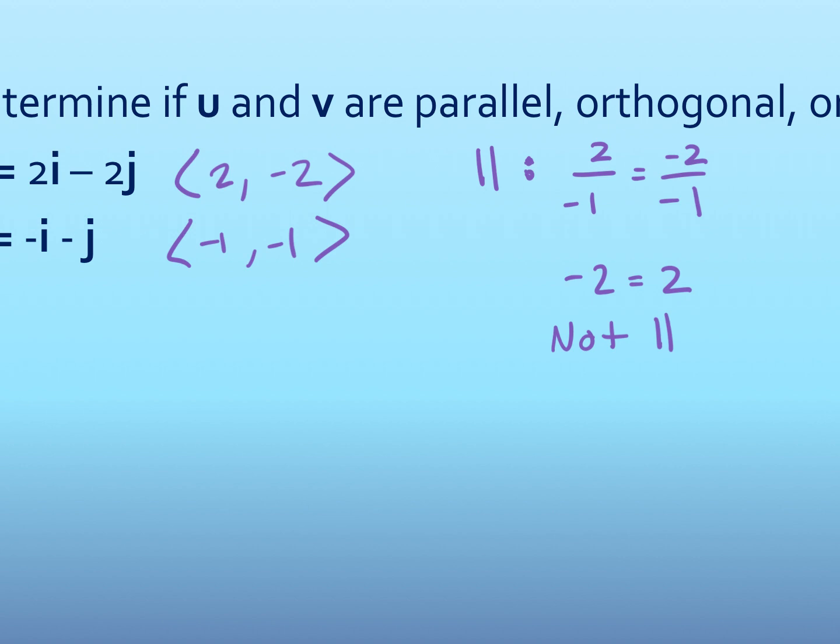Now let's see if they are orthogonal. How do I figure out if they're orthogonal? We got to do the dot product, so u dot v. So the first times the first, we get negative 2 plus the last times the last. So that would be positive 2. Negative 2 plus positive 2 is 0. Are they orthogonal? Yes.